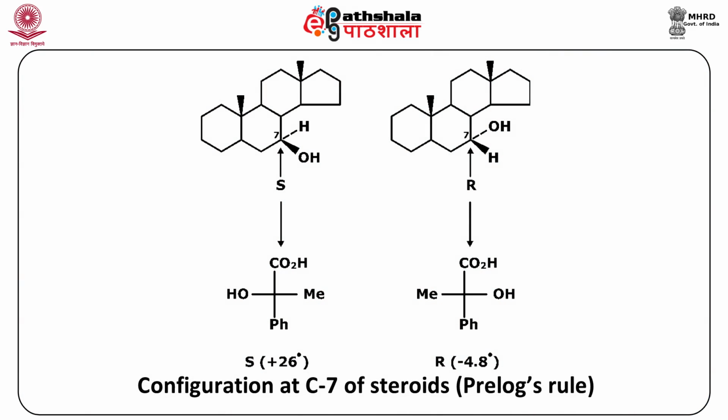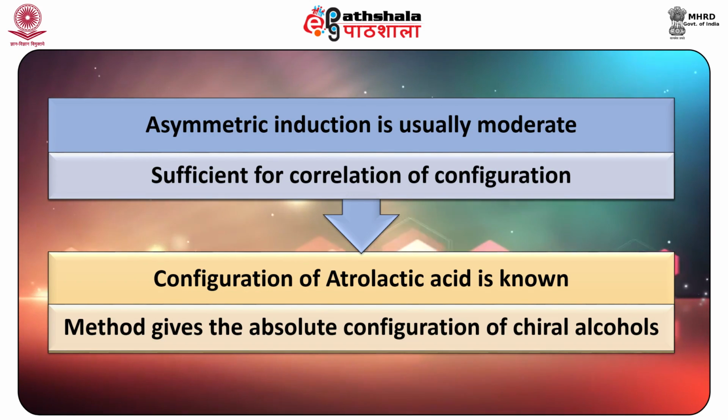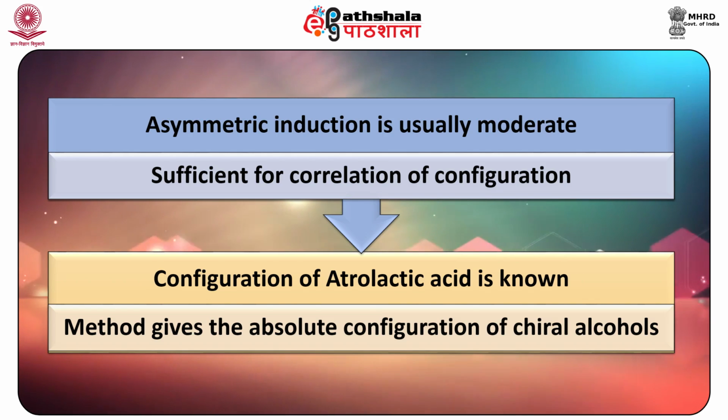Esterification of an alcohol with phenylglyoxylic acid, Grignard addition of methyl magnesium halide and subsequent complete hydrolysis of the product settles the configuration of the chiral alcohol as R. Similarly, if S plus atrolactic acid is obtained, the configuration of the alcohol is S. This is illustrated with the two steroidal alcohols 7 alpha and 7 beta hydroxy cholestane, figure 10. The asymmetric induction is usually moderate, 10 to 30%, but is sufficient for the correlation of the configuration. Since the configuration of atrolactic acid is known, the method gives the absolute configuration of the chiral alcohols.